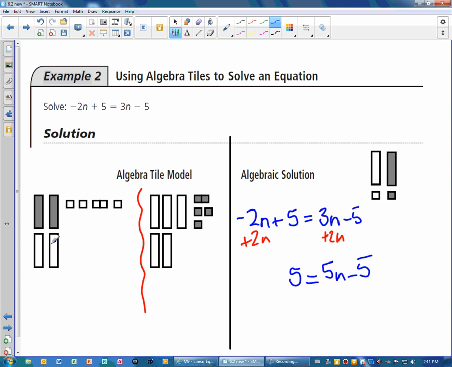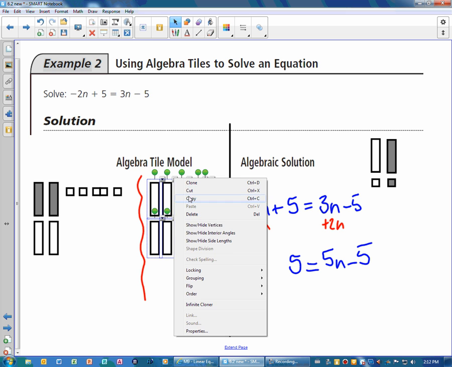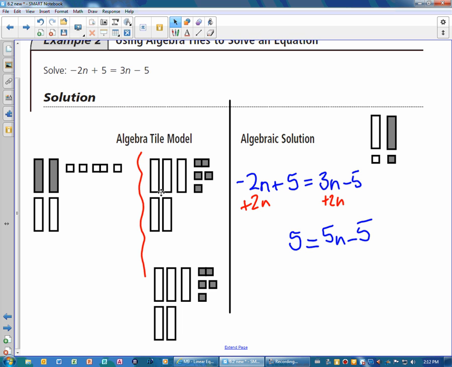Or my picture, I would have 5n minus 5, I'm going to cheat and just copy. I'd have 5n minus 5 on my right side. On my left side, these guys went away. Those are gone. So all I have left is these singles. Okay. And I'm going to continue my line on.